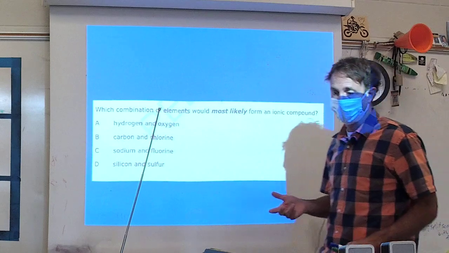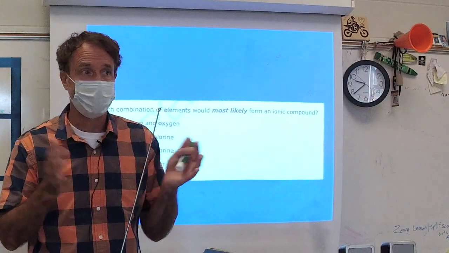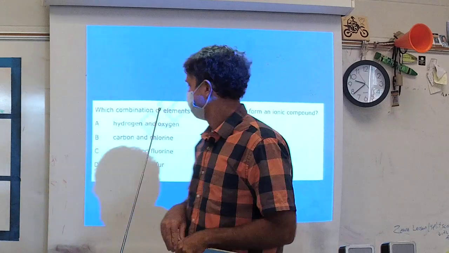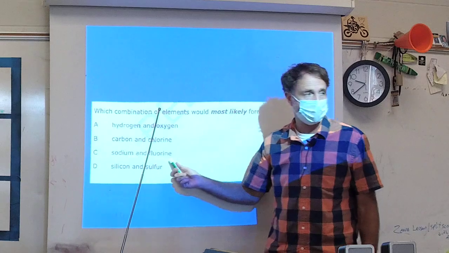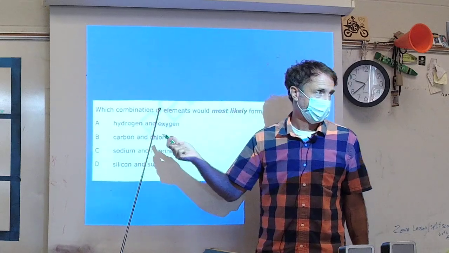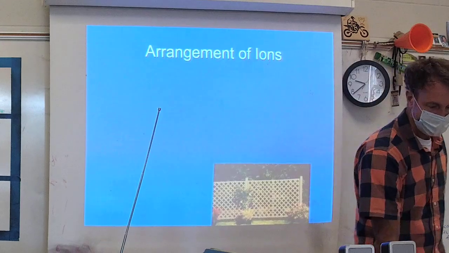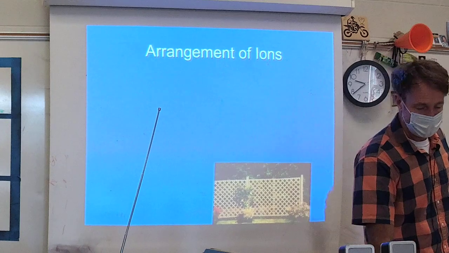When I ask you people at home a question like this, you need to look at your periodic table and see which ones are crossing the stairs. The ones that are obviously crossing the stairs are sodium and fluorine. There's your ionic compound. Remember I told you hydrogen doesn't always count, right? Okay. So ionic bonds are very strong.